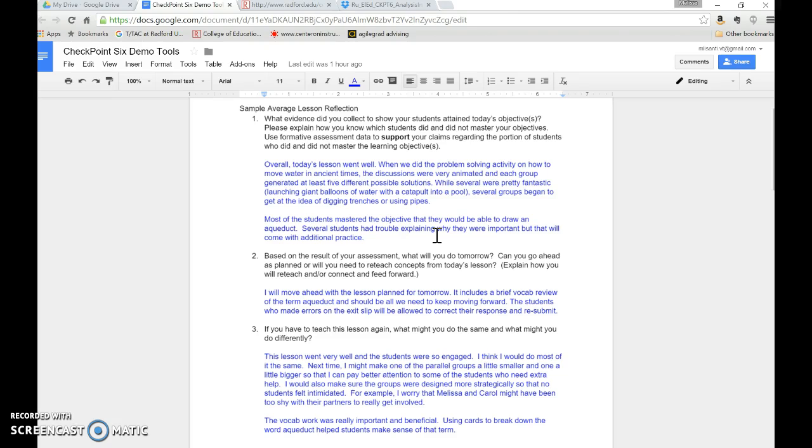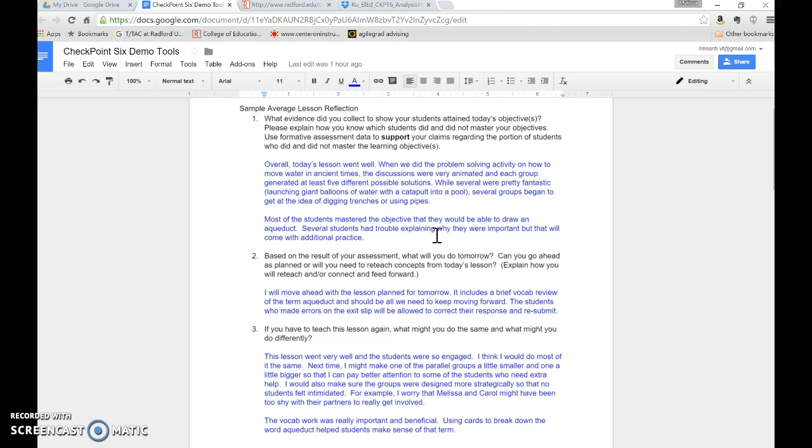So let's take a look at how to move from an acceptable reflection to a target response. So I'm looking at a response right now, and we notice that it says overall today's lesson went well. Now we need to add some detail to that. What did that really mean? And in looking at this first paragraph in this response, Carol, what do you notice went well during that day's lesson?